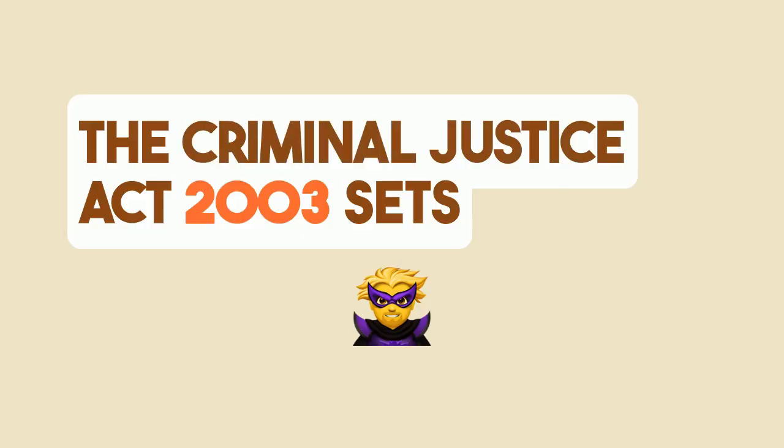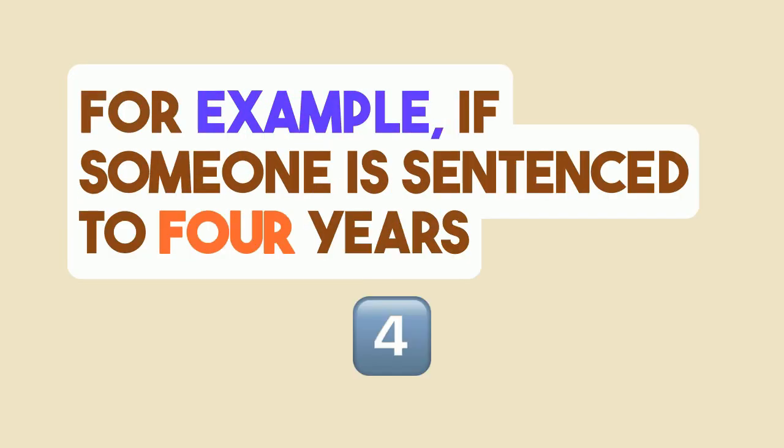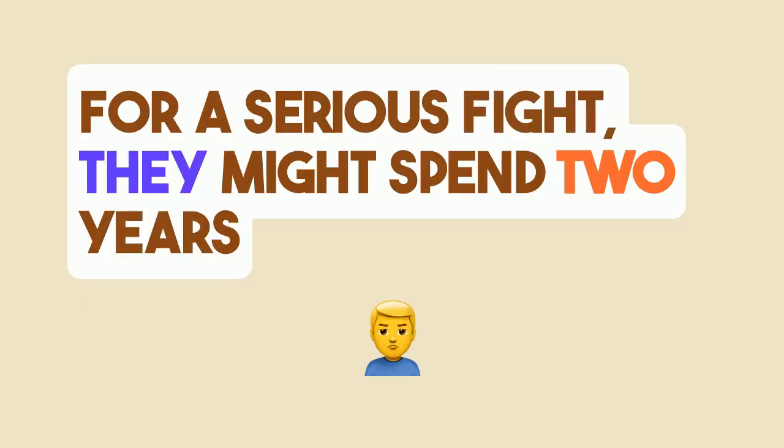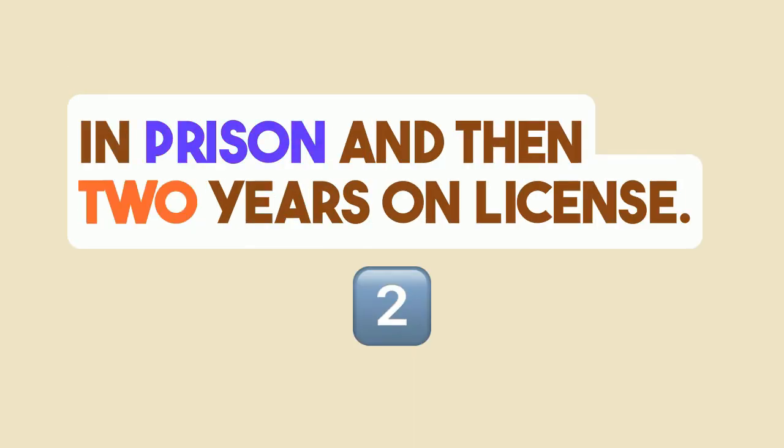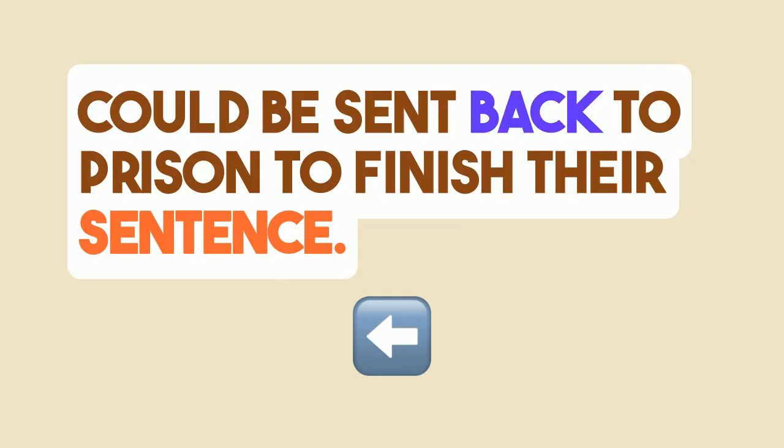The Criminal Justice Act 2003 sets out how these sentences work. For example, if someone is sentenced to 4 years for a serious fight, they might spend 2 years in prison and then 2 years on license. But if they break the rules while on license, they could be sent back to prison to finish their sentence.